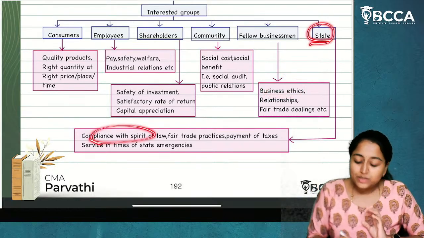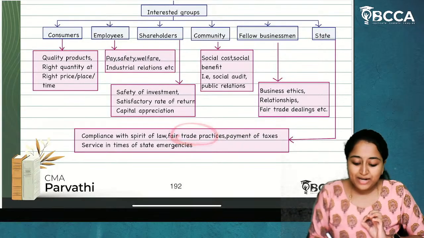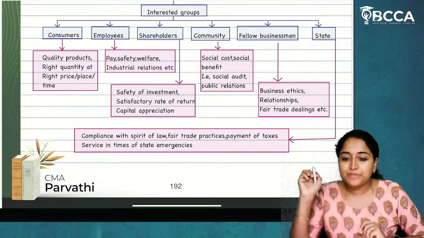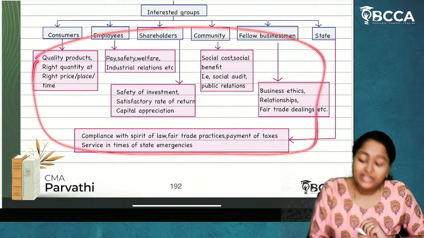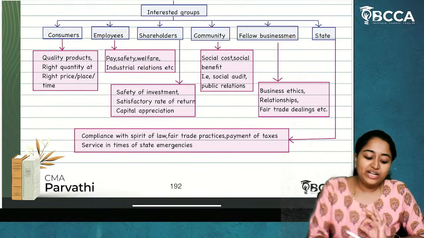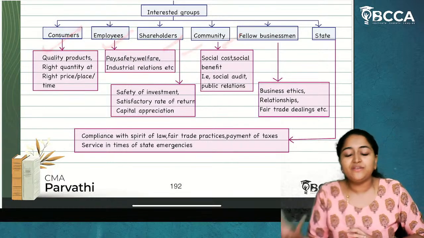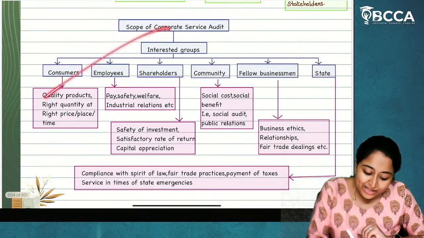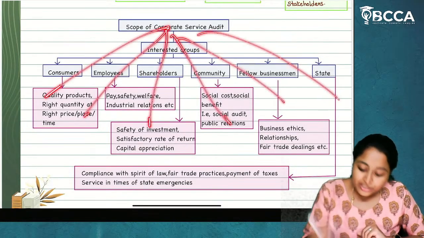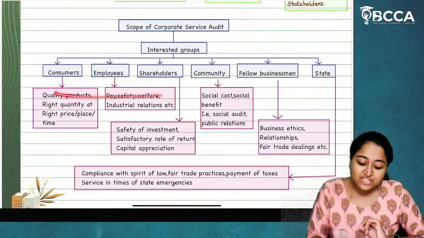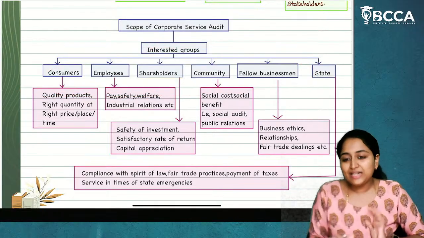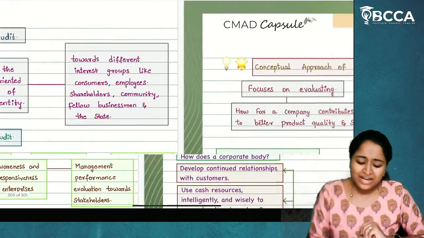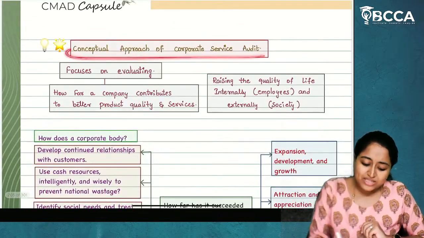The state wants compliance with the spirit of law, fair trade practices, payment of taxes and services in times of state emergencies. So these are the different interest groups, and each and every interest group will have different services. How effectively corporates are providing their services to different interest groups, whether they are satisfying each and every one, and the evaluation regarding that is called corporate service audit. I hope it's clear. So this is the conceptual approach.